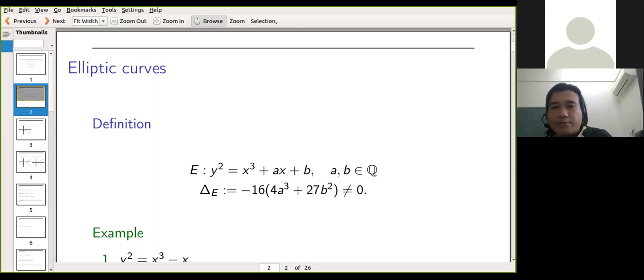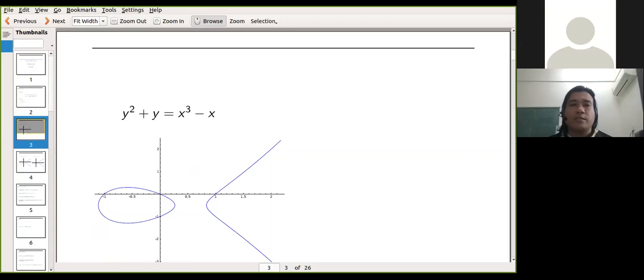Okay, so what I can do is plot this. For example, here I have taken y squared plus y equals x cubed minus x. I'm cheating a little bit here, because on the left-hand side I don't have a square, I rather have y squared plus y. However, I can complete the square on the left-hand side, and then I can put this in the form which we saw in example 1.